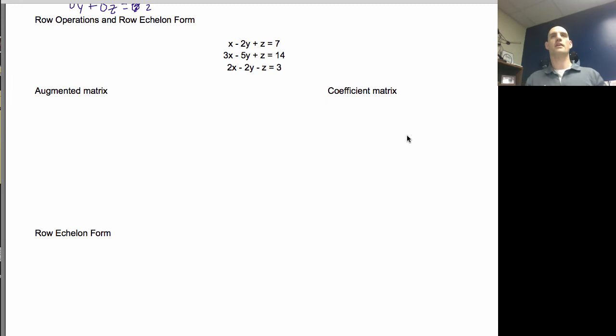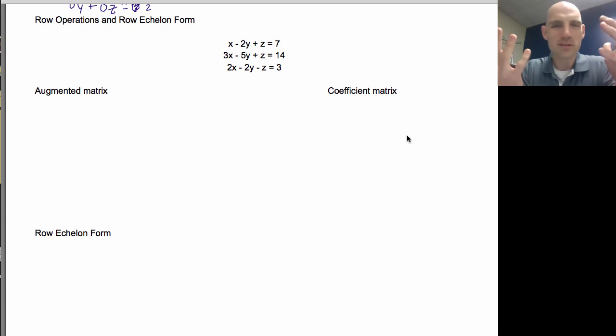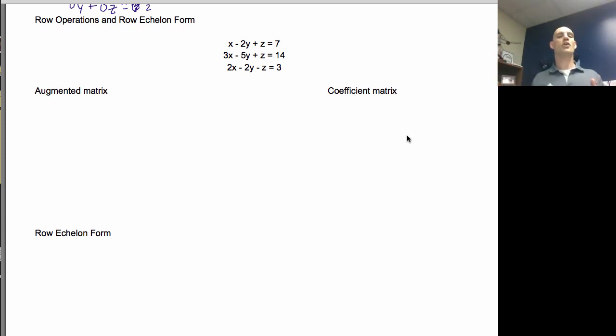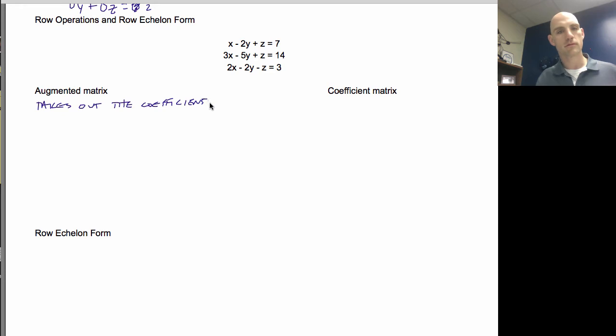Row echelon form is a variation of this triangular form, but to do it, we're really going to work with just a part of these equations. Because essentially, are we really working with the variables? No, we're not really working with the variables. We've been working with the coefficients. And so an augmented matrix just takes out the coefficients and answers.